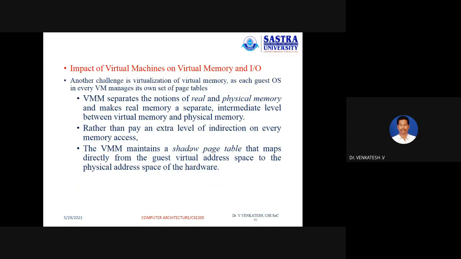So what will be the impact of virtual machines on virtual memory and I/O? One important challenge in the virtualization of virtual memory is that each guest OS in every virtual machine has its own set of page tables. Page translation is a very important thing. We have the page table, the page directory, and the offset. Virtual memory separates the notions of real and virtual memory, so we need some intermediate level, and there will be some latency to translate from one set of addresses to another.